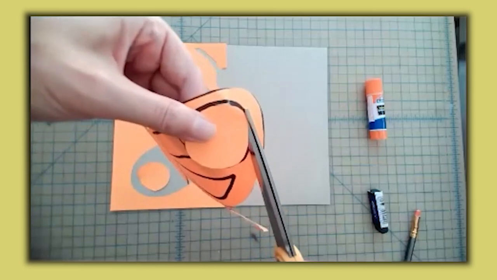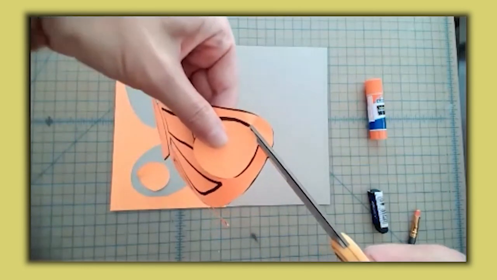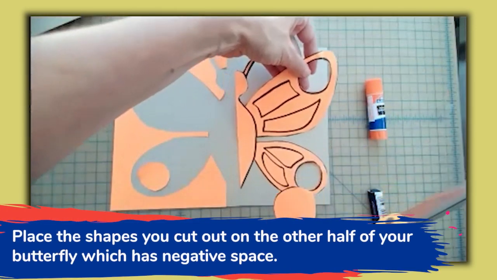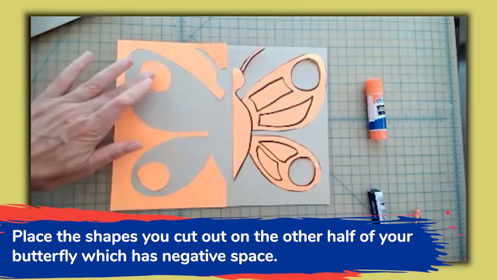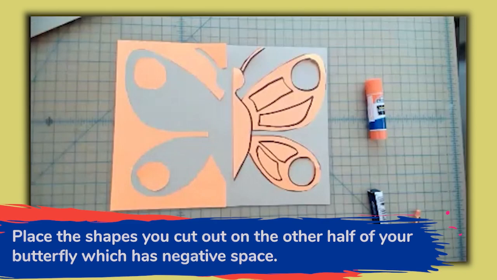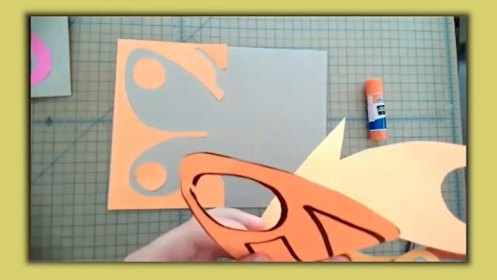And we're just going to keep cutting them out. And every time we cut out a shape, we reverse it, we turn it upside down, and we place it. I'm just going to keep going.